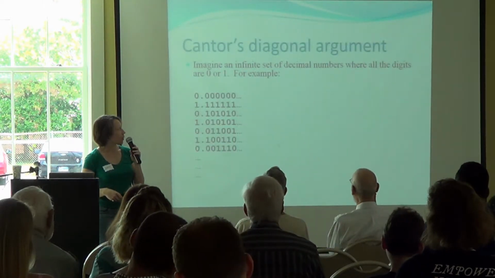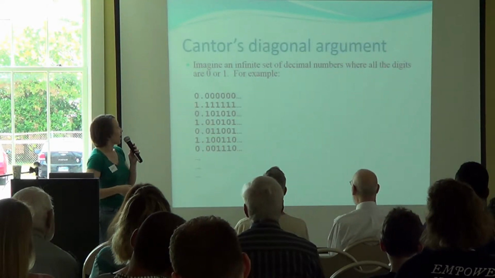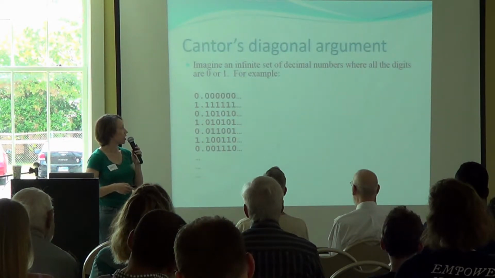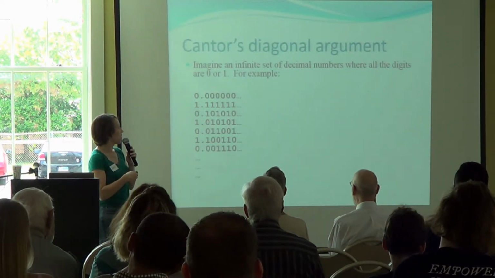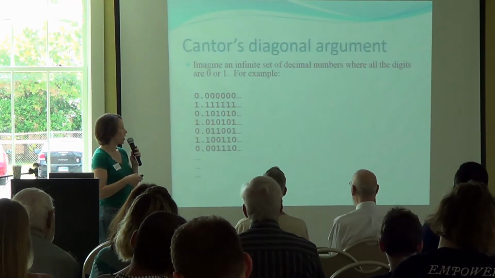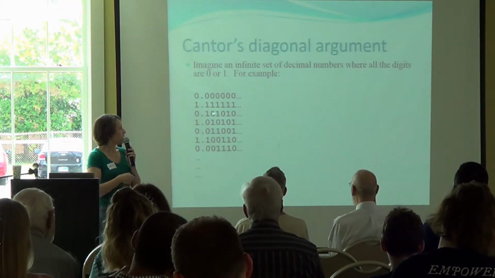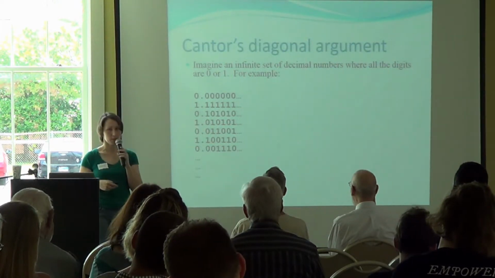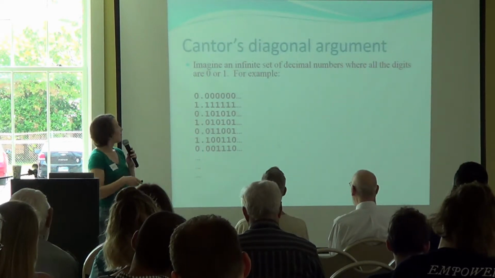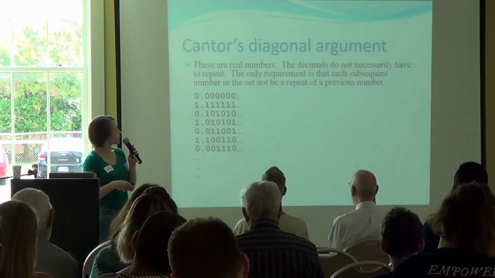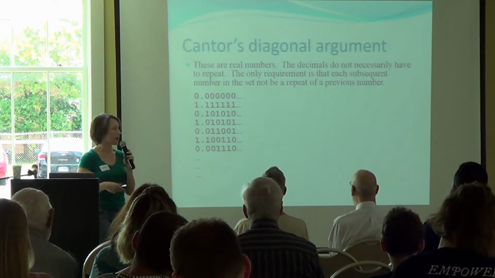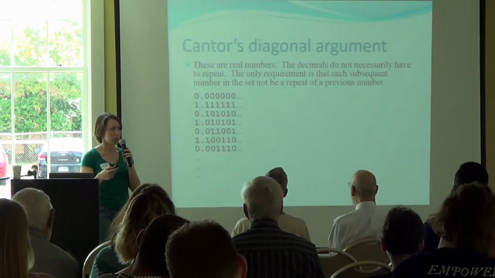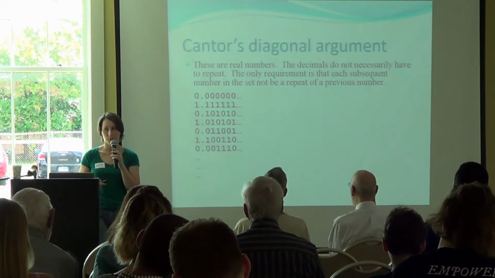So now we need to talk about Cantor's diagonal argument. Let's imagine an infinite set of decimal numbers where all of the digits are either 0 or 1. So for example, we have 0.0000 forever, 0.11111, 0.010101, and so on. A whole bunch of different arrangements of zeros and ones. And these are a set of real numbers. There's no requirement that these decimals repeat. The only requirement is that each new number in our set is not already listed before.